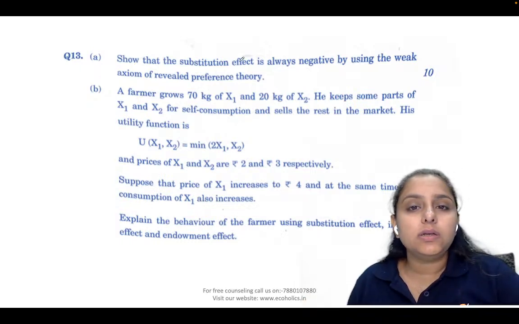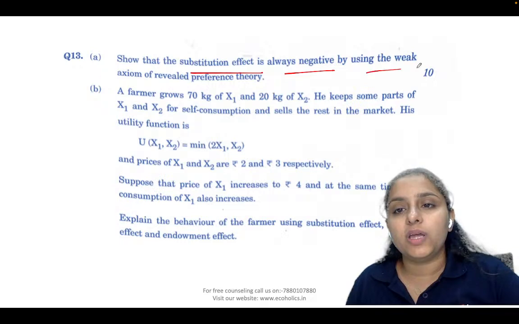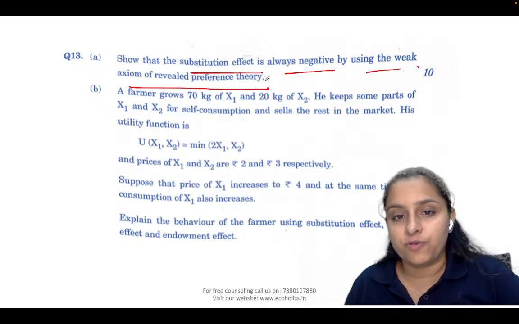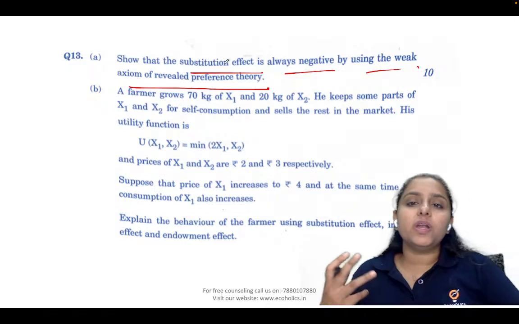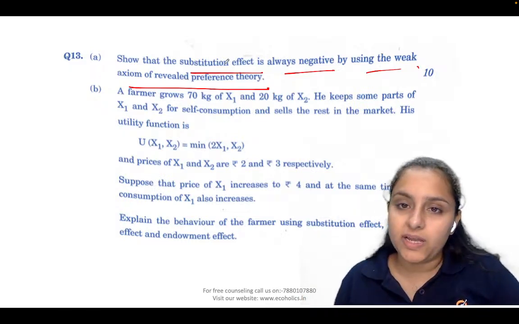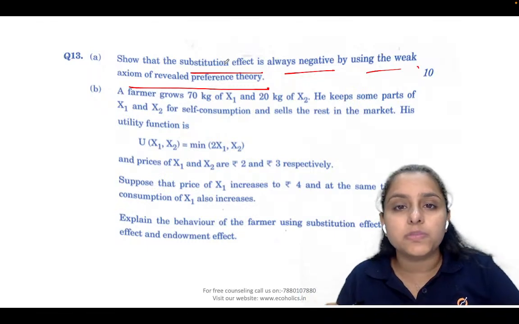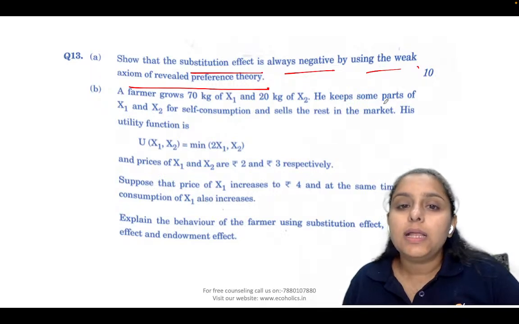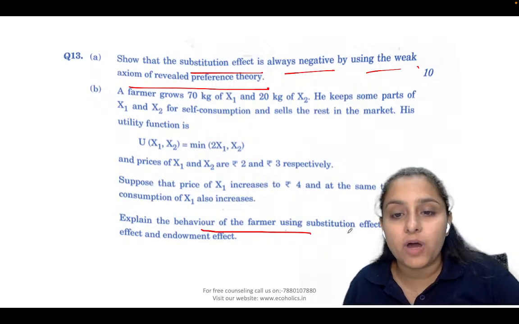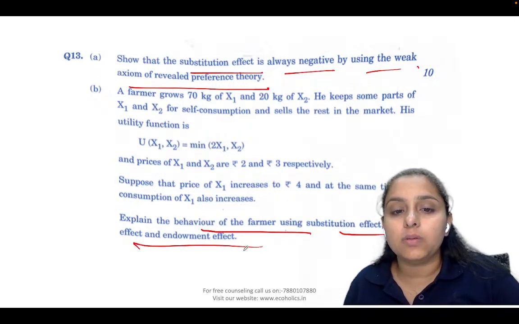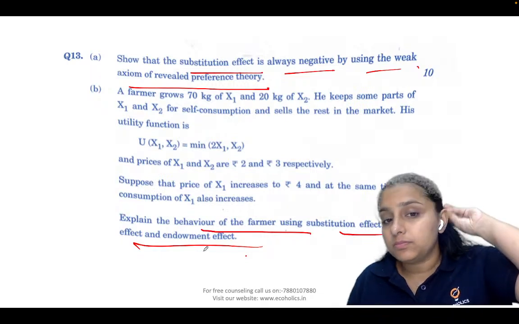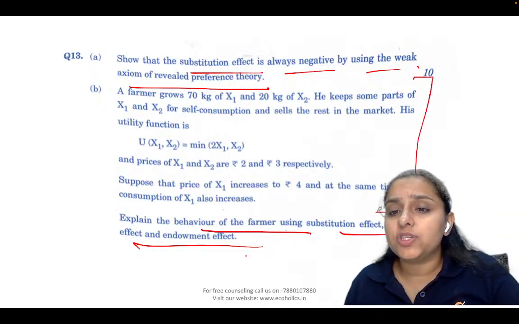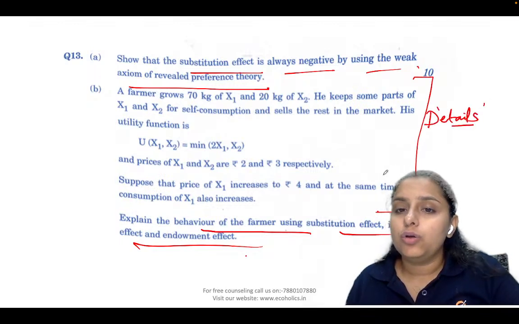Now question number 13a. Substitution effect is always negative, by using the weak axiom of revealed preference theory. You have to explain why the substitution effect is negative through the weak axiom. So you have to bring both concepts and talk about the negativity of substitution effect. Then there was a little numerical. Here we had to explain the behavior of a farmer using substitution effect, income effect, and endowment effect. This is the entire question. We had to read the details and do the proper thing.